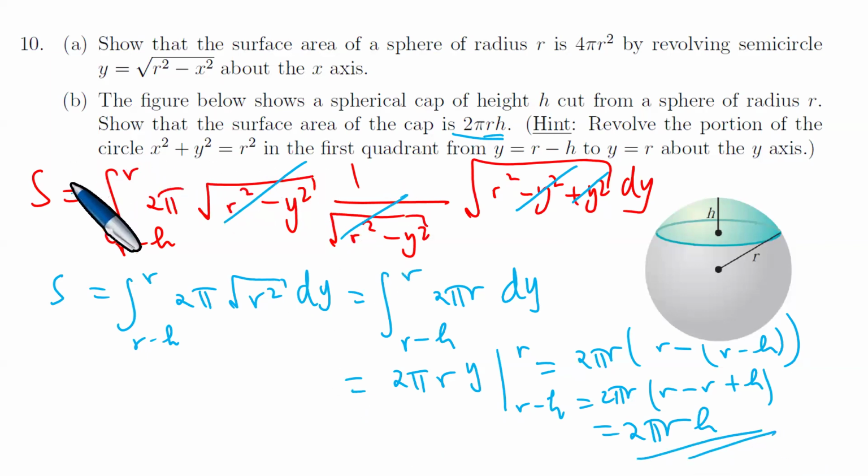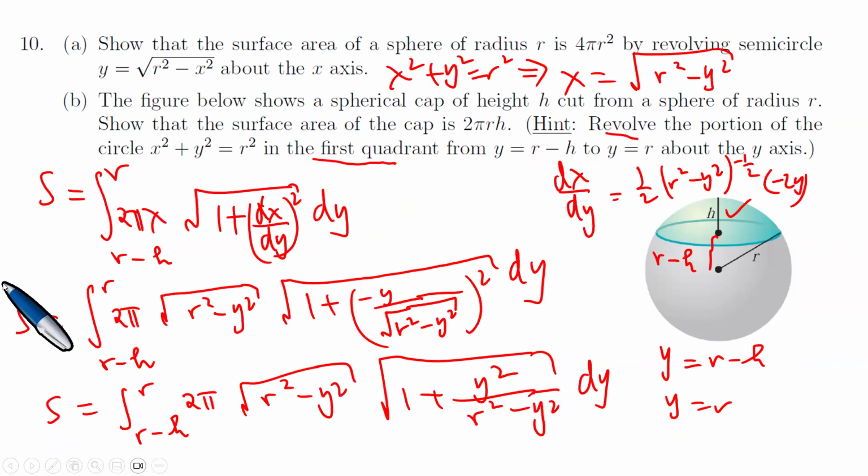Any question about question 10b? Where to revolve a portion of the circle, which is x squared plus y squared, in the first quadrant from y equals r minus h. We said already, the r minus h is from the fact that at this point here, the distance from here to there is the radius. So from the radius, you remove a small portion. So you integrate, therefore, from r minus h to y equals r about the y-axis, and then you get the answer. They might not even give you the hint in the exam. You don't know.